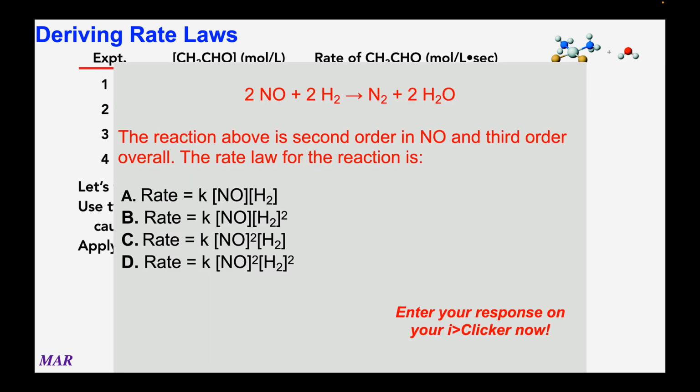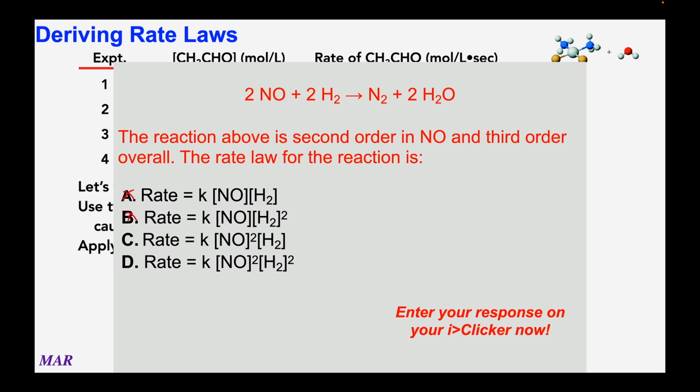In this reaction, we have two NOs and two H2s reacting to make N2 and 2 waters. And this reaction has been determined to be second order in NO and third order overall. What's the rate law for the reaction? Okay, so if it's second order in NO, then we must have a 2 by the NO. And you can see that only answers C and D have a 2 by the NO. A and B, there's no superscript 2 by the NO. Those would be first order NOs. So A and B are flat out, not going to happen.